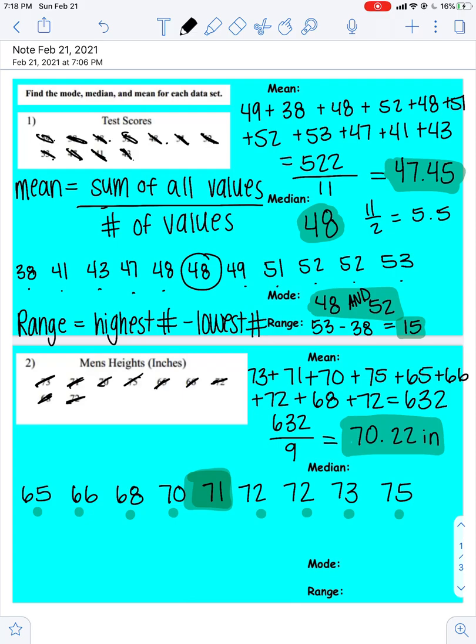So now my mode, there is only one number that occurs more than once, and that is 72 right here and right here. So my mode is 72. And my range is going to be my largest number, which is 75, minus my smallest number, which is 65, and that will give me 10. So my range will be 10.